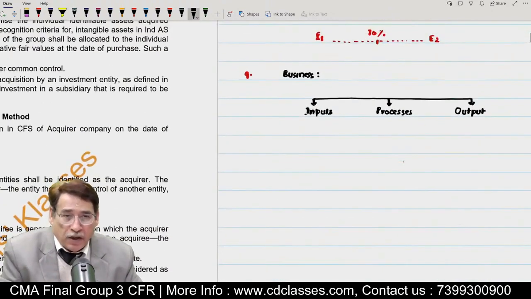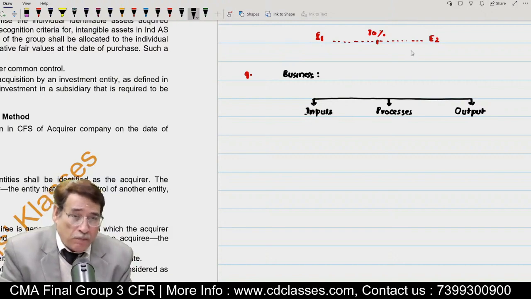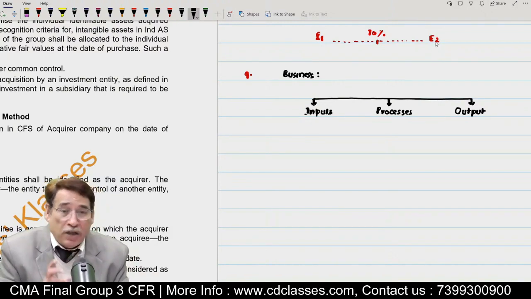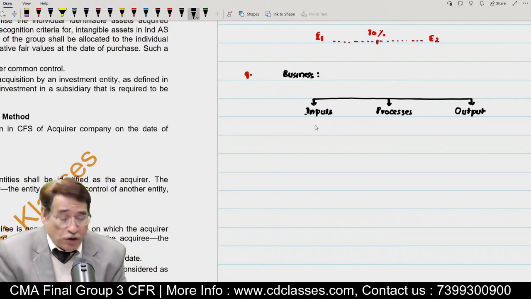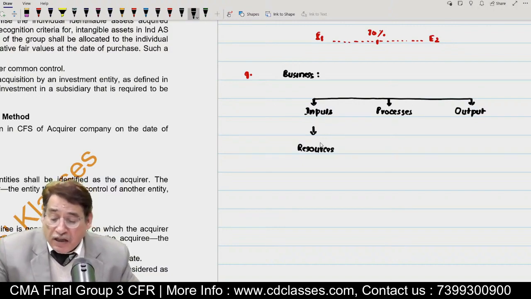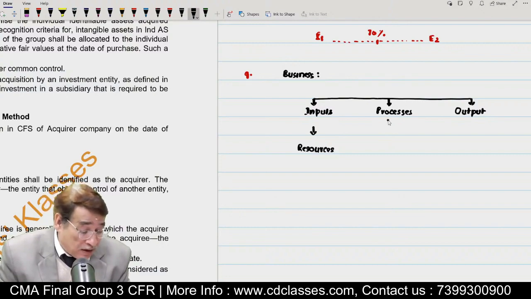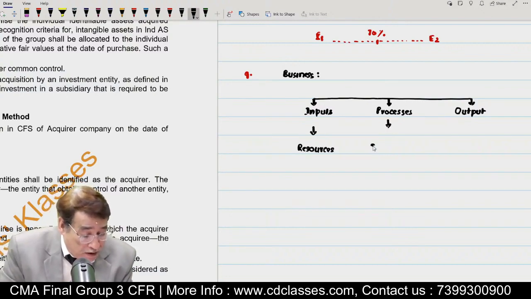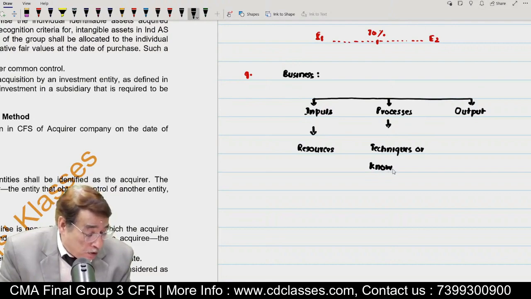What does it mean? Now you will try to understand. When I say that I am taking control over the business of this particular entity, this entity must meet the definition of a business. What we mean by definition of business is that this entity must have some inputs. When we say inputs, it means resources. And resources basically means some fixed asset, intangible asset, manpower, etc. Is it clear to you? This entity must have some resources. Further, this entity must have some techniques or processes, some techniques or know-how.